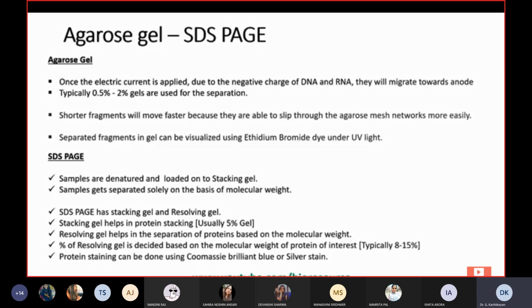The stacking gel helps in protein stacking and is usually a 5% gel. The resolving gel helps in the separation of proteins based on the molecular weight. The percentage of resolving gel is decided based on the molecular weight of the protein of interest, and typically 8 to 15% resolving gel is used. The protein can be stained using Coomassie brilliant blue or using a silver stain for the visualization after the gel run.